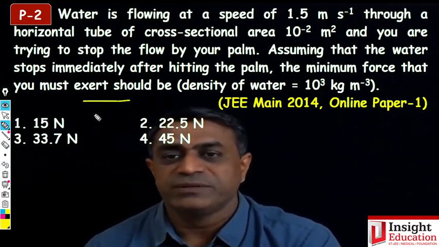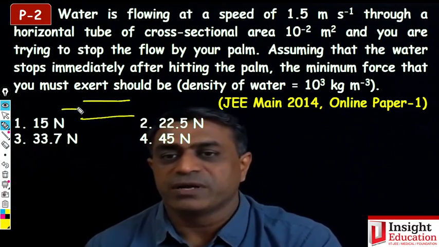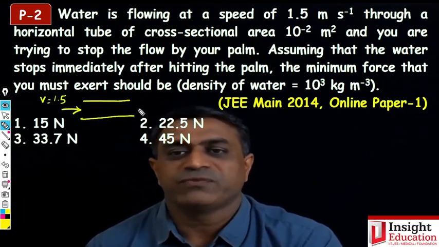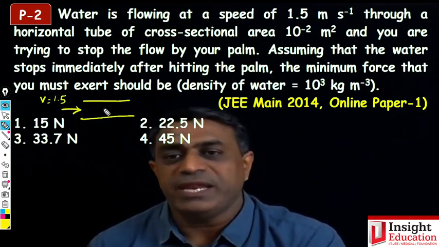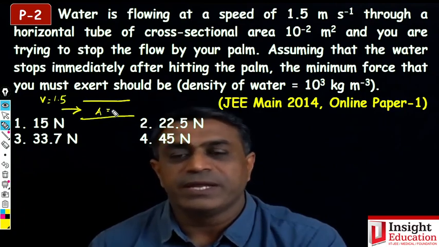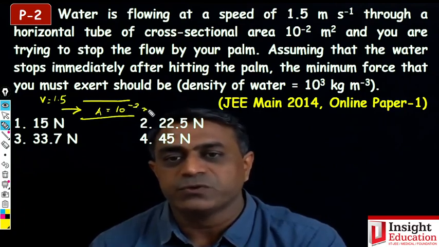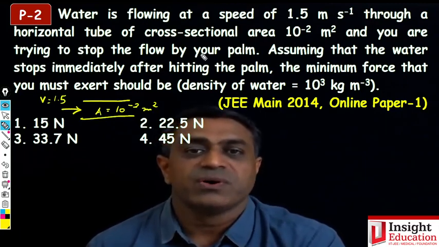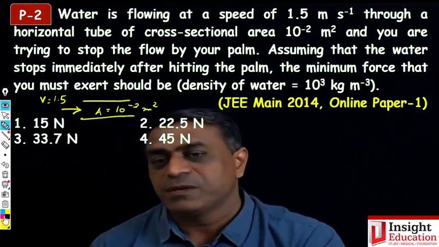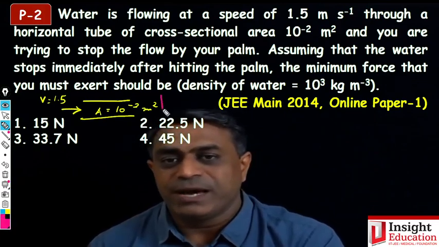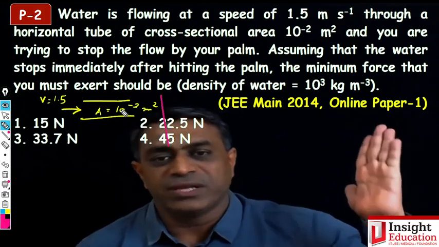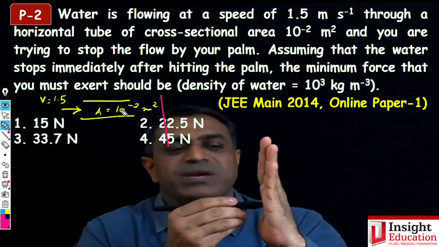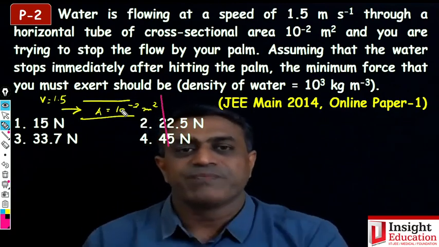It means the fluid, you can say water, is flowing with velocity V equal to 1.5 meter per second. And the area is given: area is equal to 10 raised to minus 2 meter square. And you are trying to stop the flow by your palm. It means the water that comes out, we will stop it with the palm. Suppose this is a pipe; if we place our palm here, we will try to stop the water. So we will touch it this way.